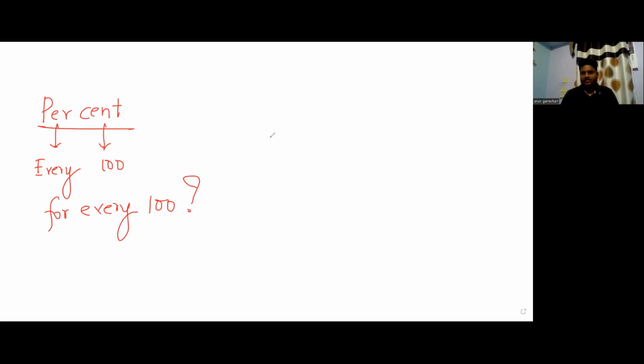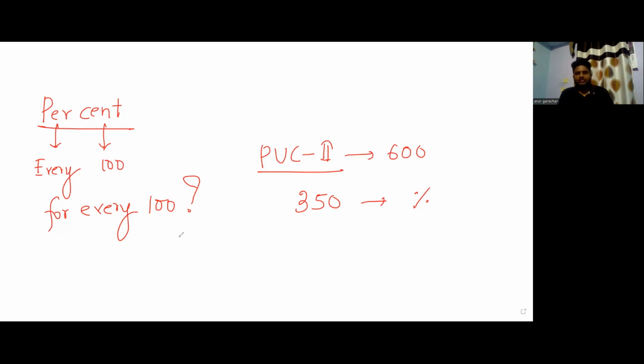Let us take the example of your PUC second year marks. So the total marks was 600 and let us say you have scored 350. So what is the marks in percentage? How much you have scored in percentage? Can somebody answer this question? We are starting with a very basic example. For 600 you have scored 350 marks. So for how much percentage you have scored? What is the percentage marks you have? How we should solve this?